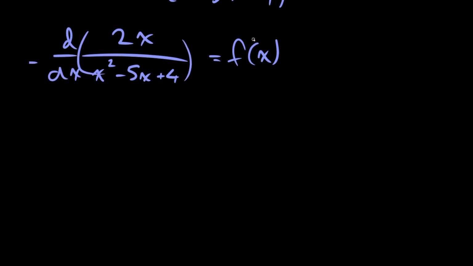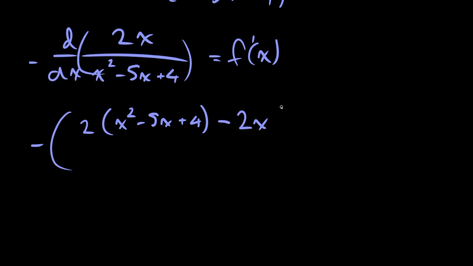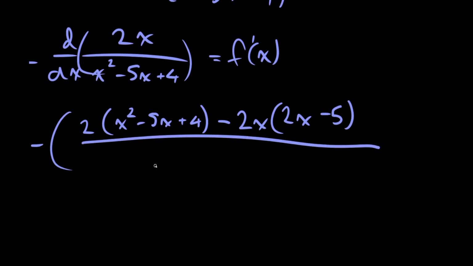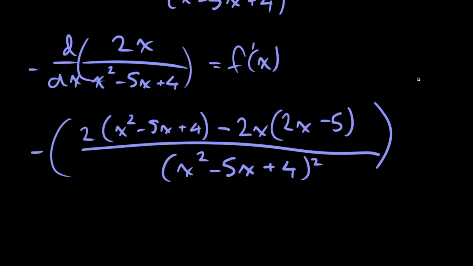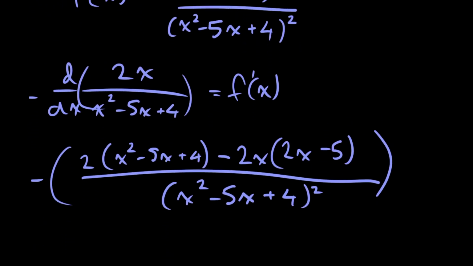So we'll have negative, and then this will be f prime. So let's see, we'll have negative times the derivative of 2x, which is just 2, multiplied by the entire bottom part. Subtract 2x multiplied by the derivative of the bottom part, which is going to be 2x minus 5. All divided by the entire bottom part squared. And if you look at it, it's already kind of resembling the form they want us to show.